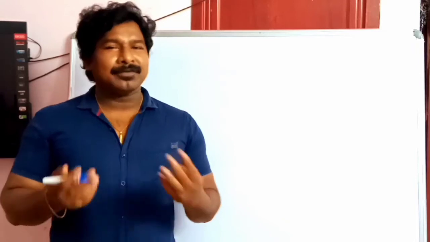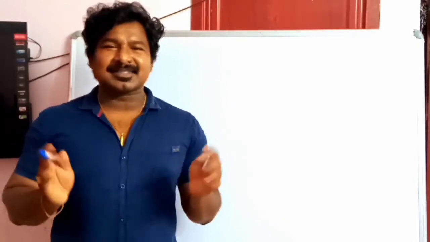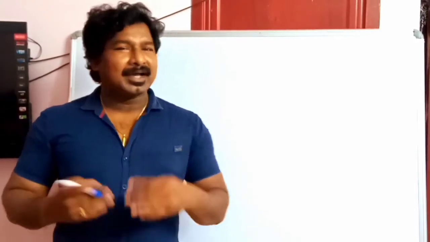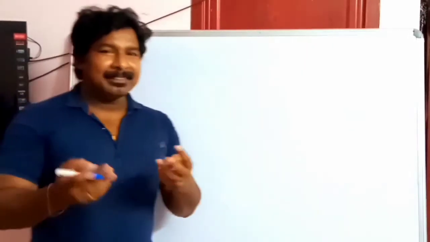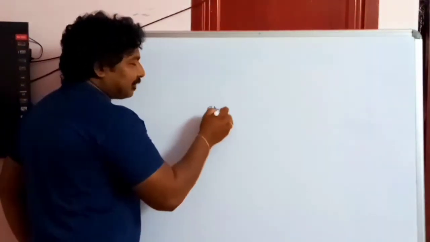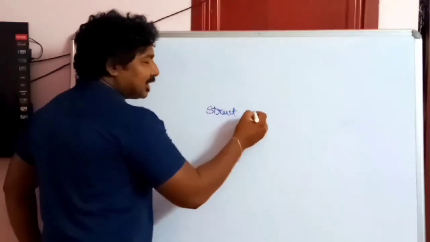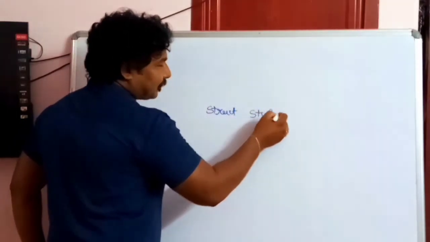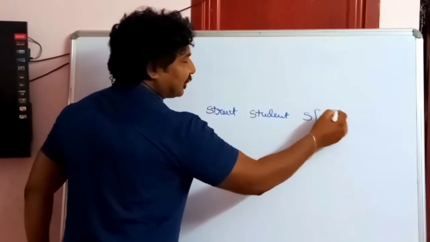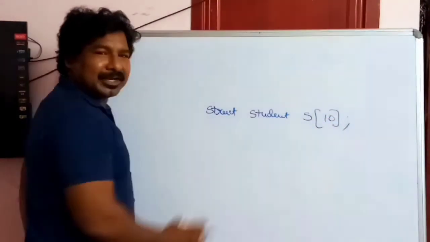So if you want to collect information of so many entities under a single name, you can use this concept called array of structures. I'll show you how to declare this. The array of structures can be declared like this. For example, if I have a student structure, I'll declare it as struct student s of some size, 10 or 20. So this is called array of structures, friends.